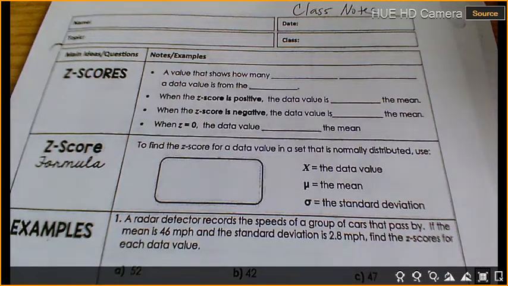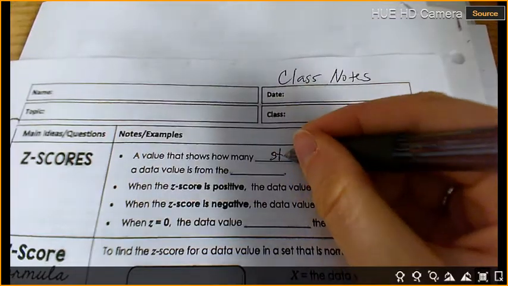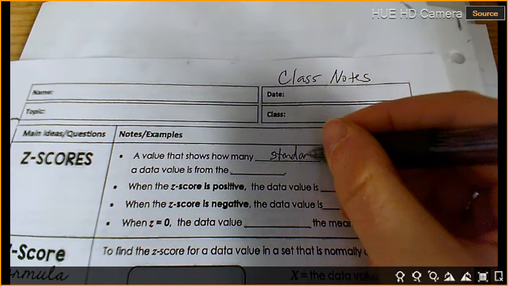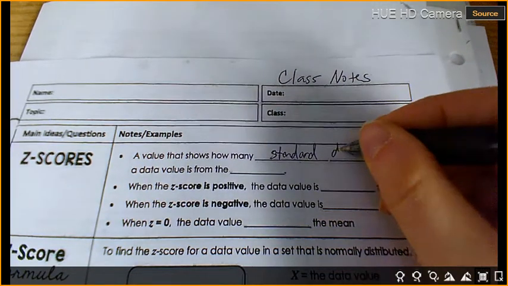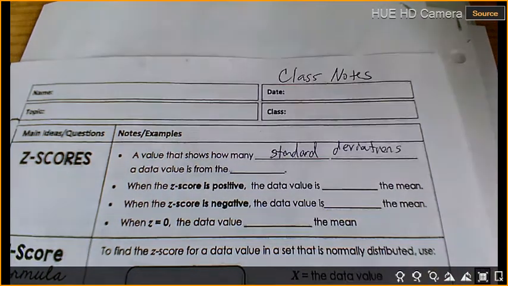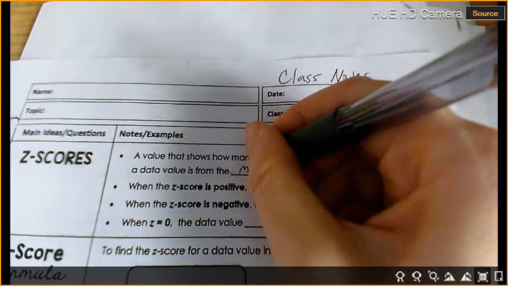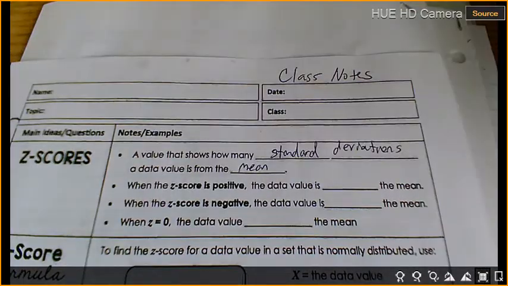All right, we are looking today, guys, at z-scores. A value that shows how many standard deviations a data value is from the mean. So you should be writing this down with me.